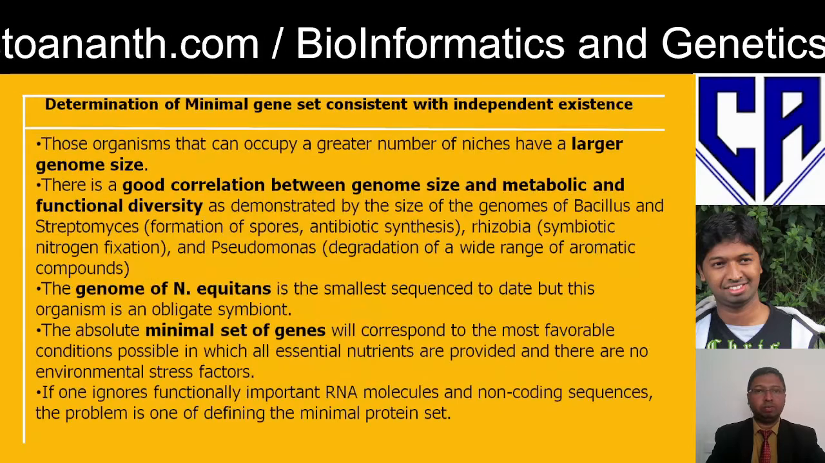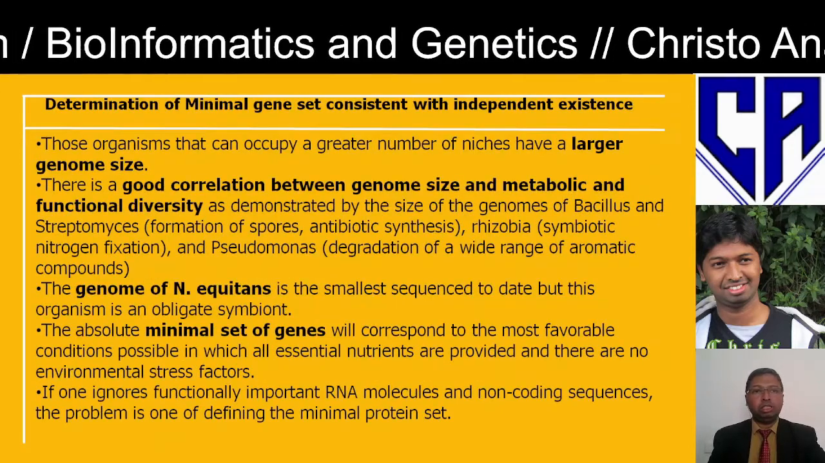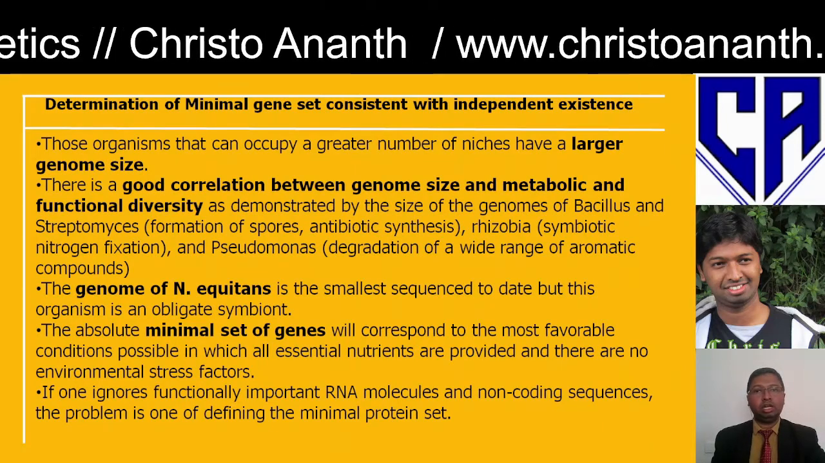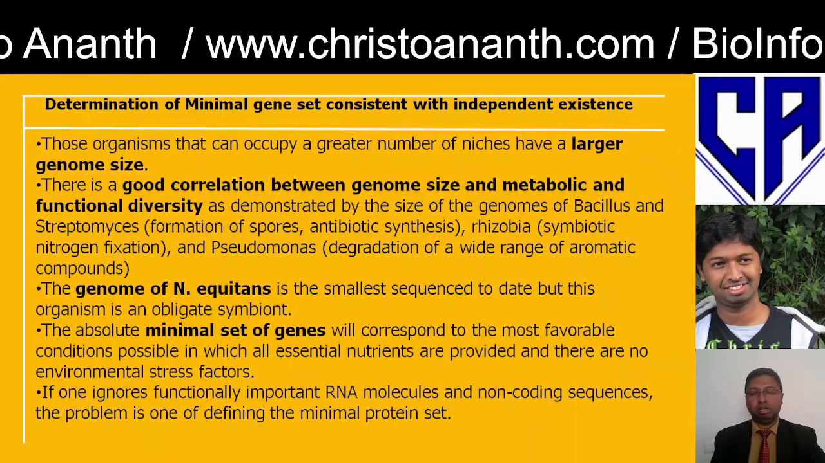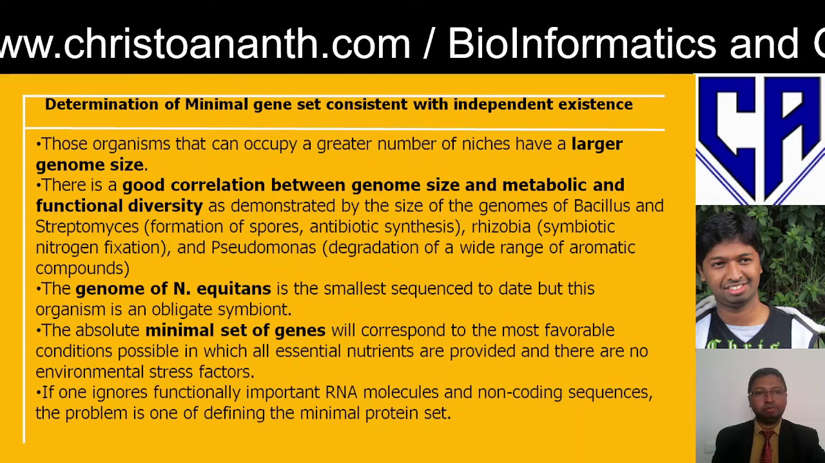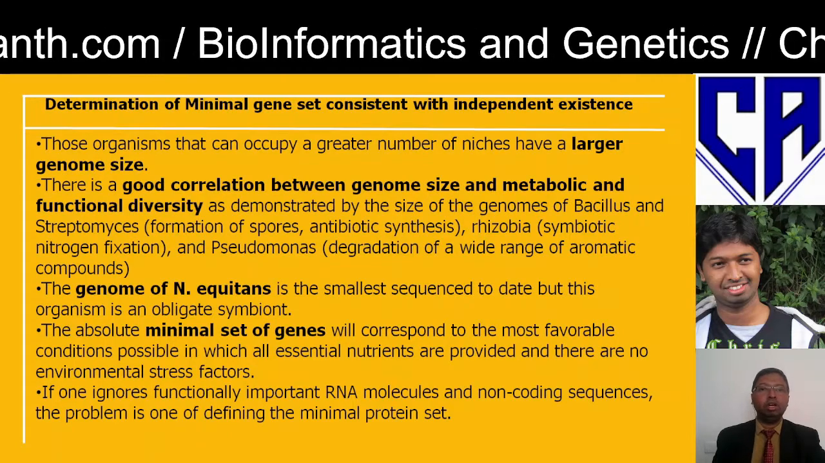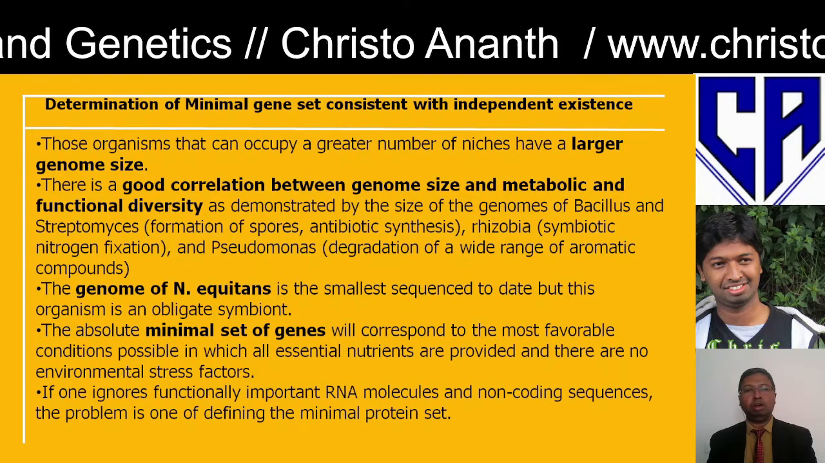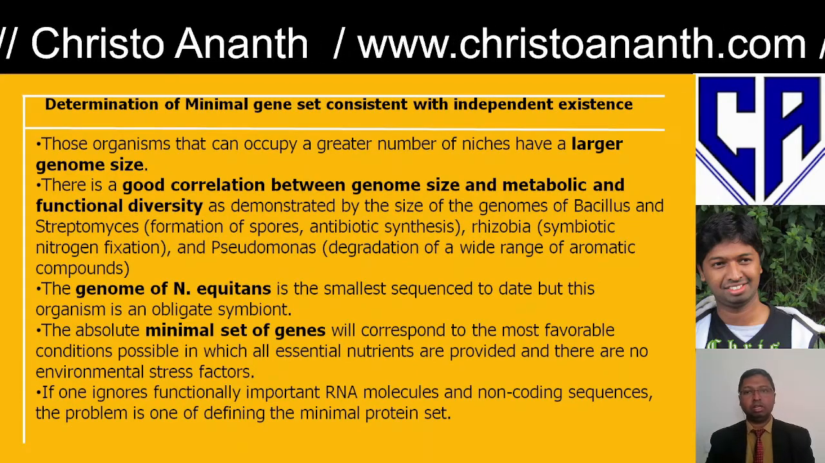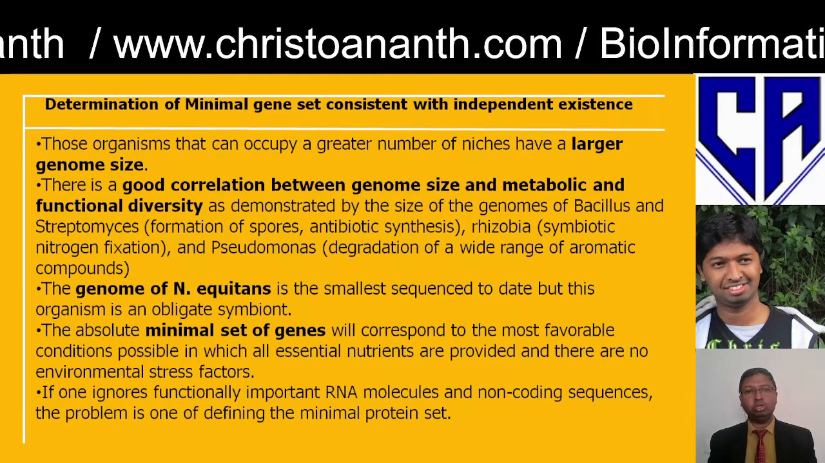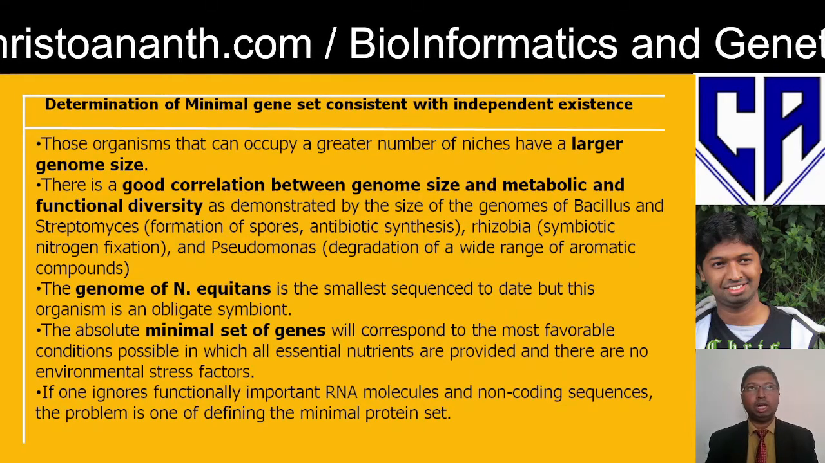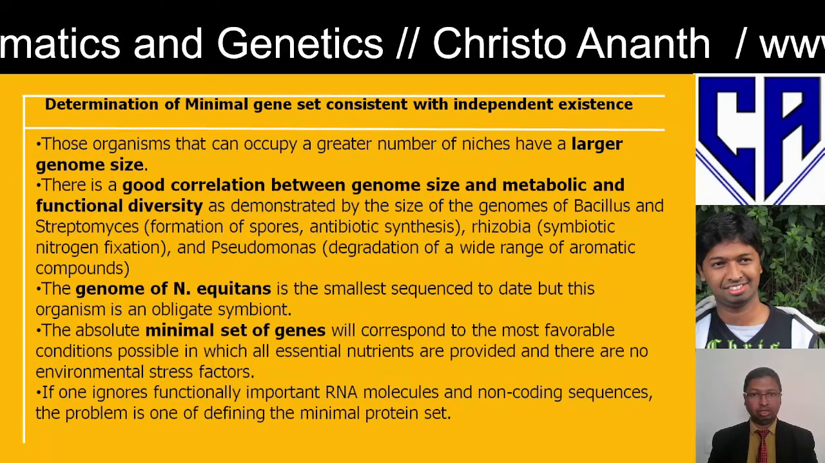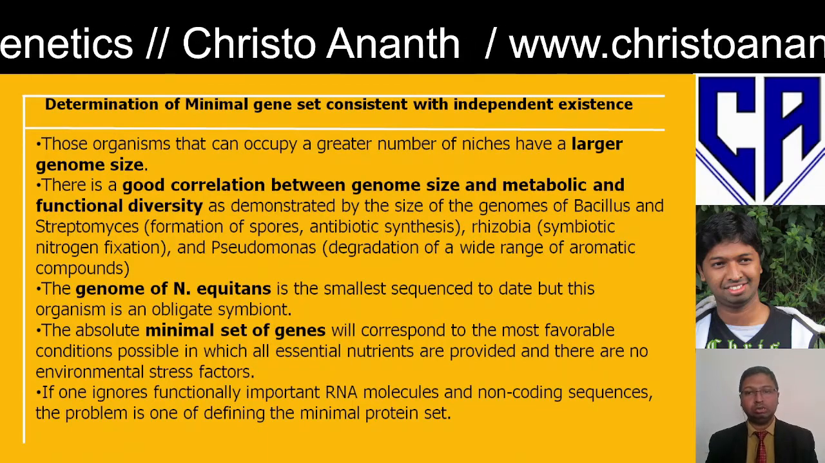And we tend to determine the minimal gene set which is consistent with independent existence. Generally, organisms with larger genome sizes show a very good correlation between genome size and metabolic versatility. So you can find it in, as I told you, Streptomyces, rhizobia, or even Pseudomonas, where you can have degradation of a wide range of aromatic compounds. And generally, the genome of N. equitans is considered the smallest sequence to date.